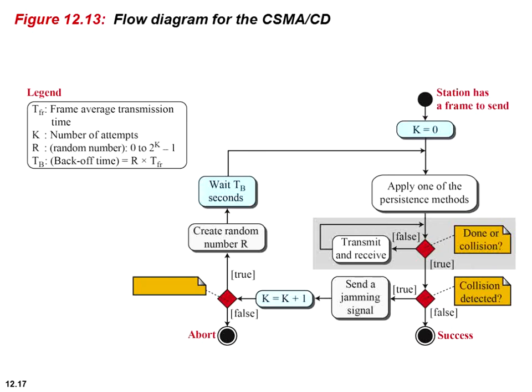Now look at the flow diagram for CSMA/CD. It is similar to the one for the ALOHA protocol, but there are some differences. The first difference is the addition of the persistence process. So we need to sense the channel before we start sending the frame by using one of the persistence processes we have discussed just now, that is non-persistent, 1-persistent or p-persistent. And the corresponding box can be replaced by one of the persistence processes.